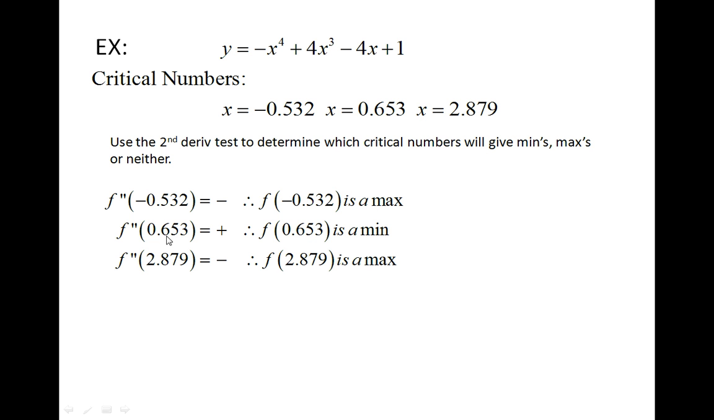Same idea here. This is my other critical point. Plug it into the second derivative. It turned out positive. And since it's positive, my function's concave up. I must have a minimum there. Again, f of the critical number gives me the y coordinate. It's the y coordinate that we refer to as the extreme value. Same idea on the last one. Okay, so that's the first derivative test and the second derivative test.